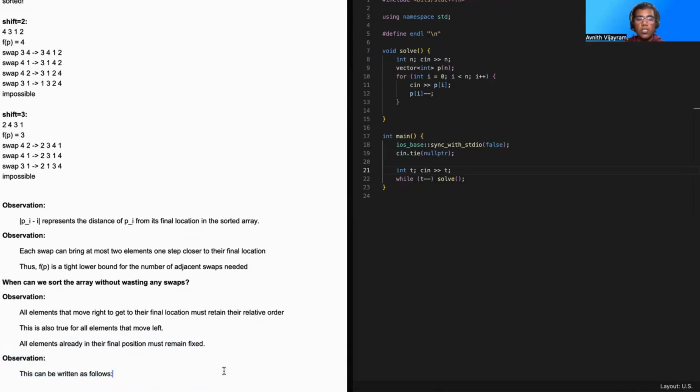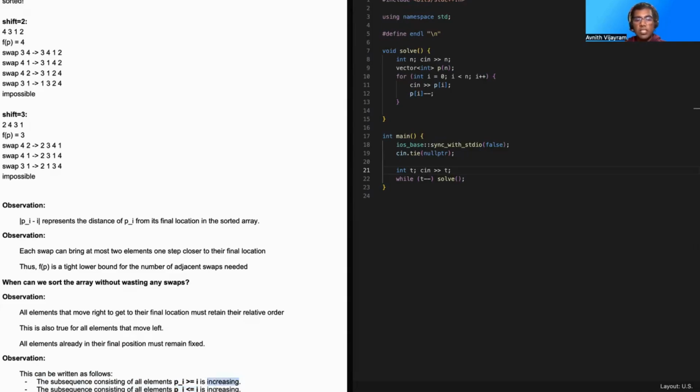We can write it as follows. Essentially, we can say that the subsequence consisting of all elements which are greater than their indexes I must be increasing. And the subsequence consisting of all elements P sub I less than or equal to I is also increasing. The elements where P sub I is greater than or equal to I are the set of elements whose final location is the current index they're on or an index to the right. And similarly, P sub I less than or equal to I means all elements which are currently at their final location or whose final location is to the left.